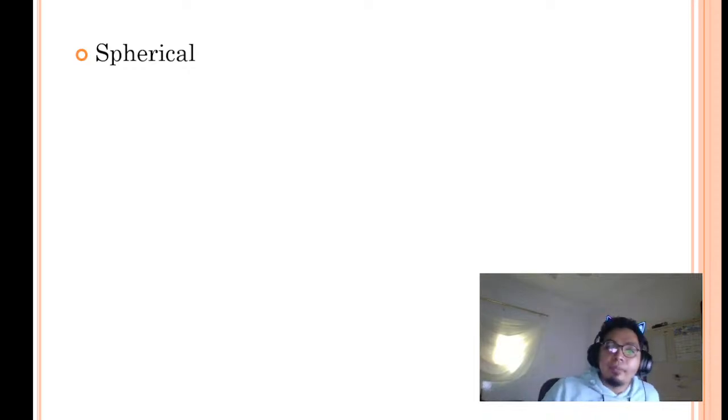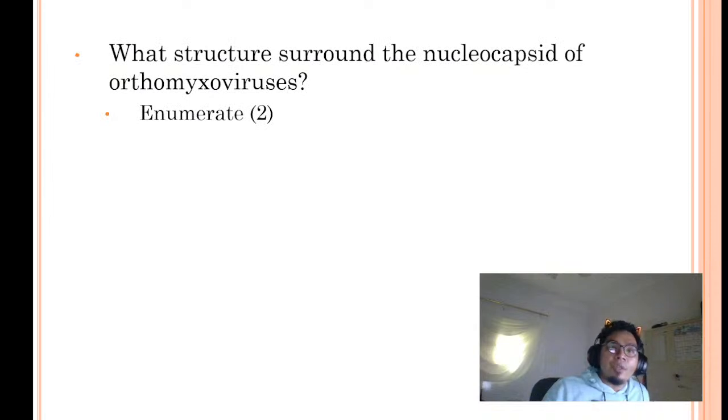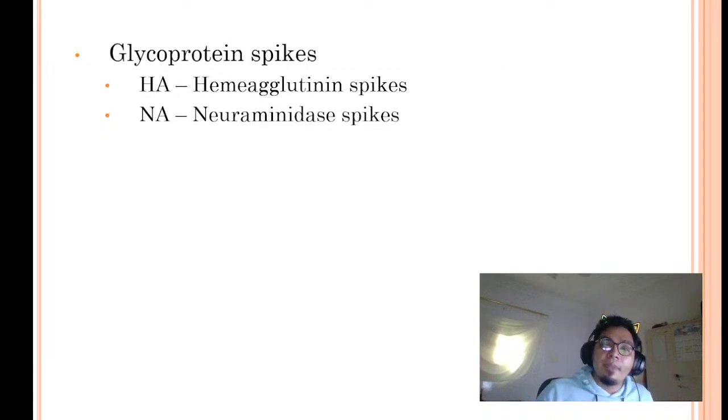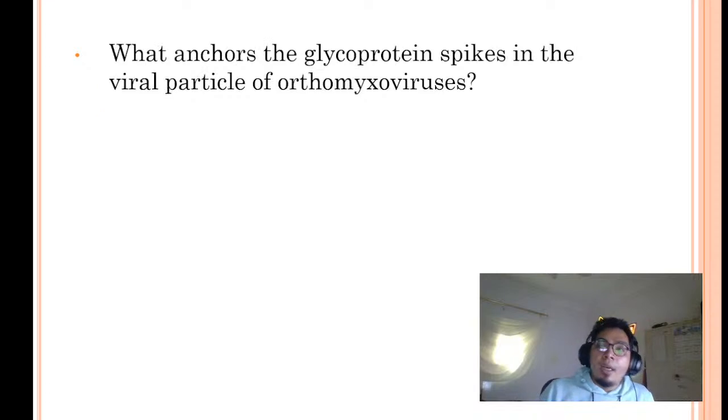All right. And what structure surrounds the nucleocapsid of this one? It's actually surrounded by two types of glycoprotein spikes. One is the HA spike or the hemagglutinin spike. The other one is the neuraminidase spike. We have what you call anchor proteins as well, and this is M protein, but it's not to be confused with the M protein in bacteriology, which we will discuss later.